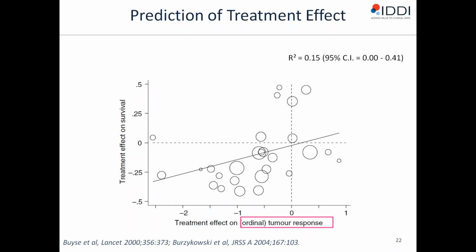What one could do is also look at the 4 response categories, meaning that we could look at the progressive disease, stable disease, partial response, and complete response. We could also estimate the treatment effect on such a response using a proportional odds model. And here we have the results. Again, this is the log odds ratio for 4-category tumor response and log hazard ratio on survival. And again, what we see is quite a huge spread of these points around the regression line, leading to R² equal to 0.15, meaning that there's really a very weak association between the treatment effects on these 2 endpoints.